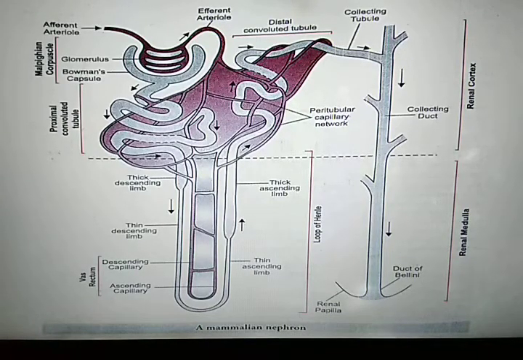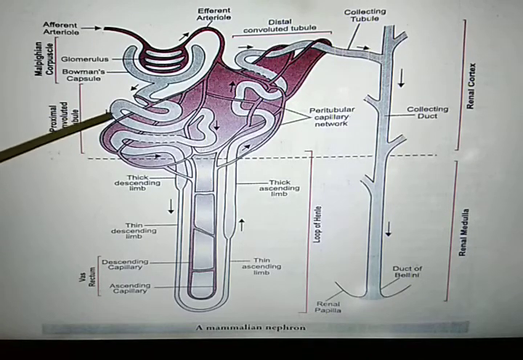Its function is that it takes part in reabsorption. We will study about the function in detail later on. First of all, we will study about structure. I will be telling you the main function of the renal tubule parts.